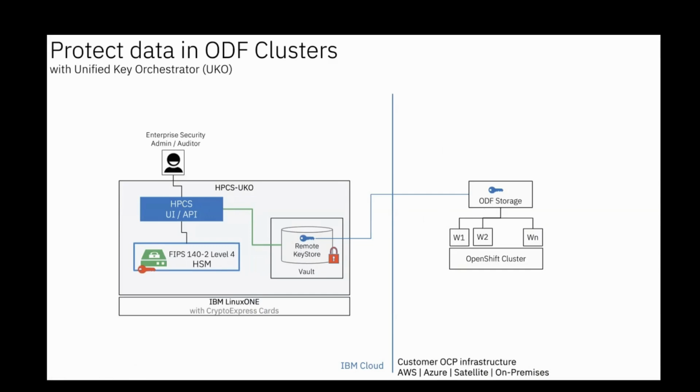So imagine the possibilities here. This OpenShift cluster could be running anywhere, and you can extend control over how your data can be protected when it travels out.